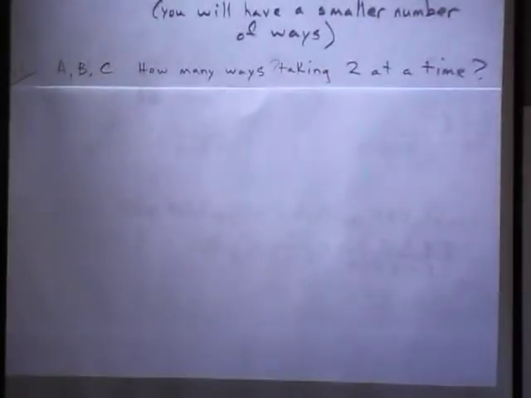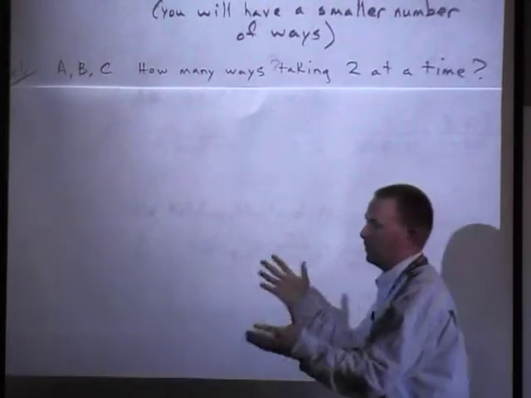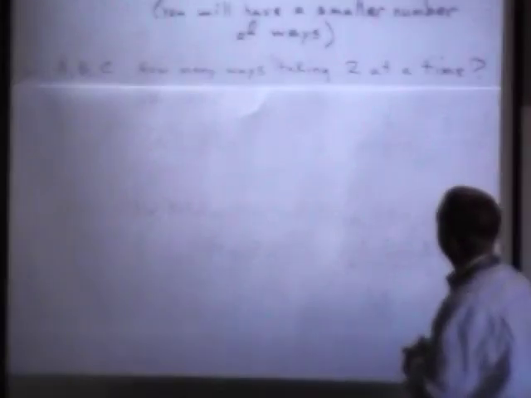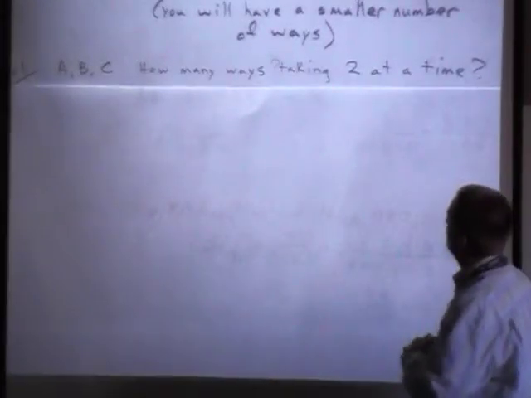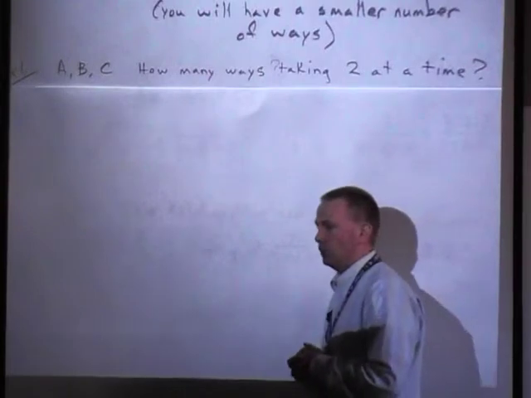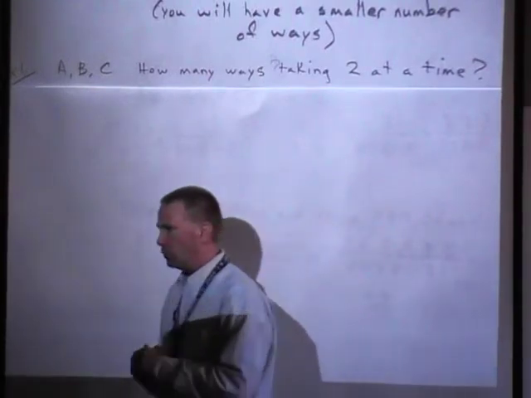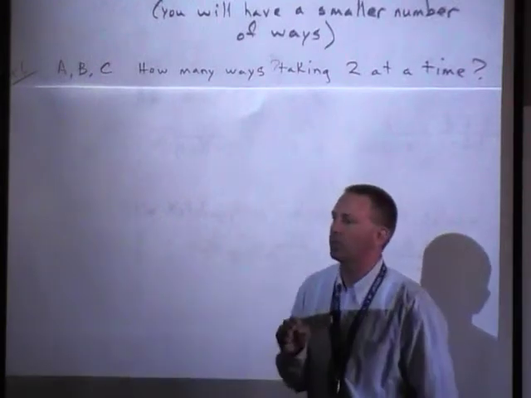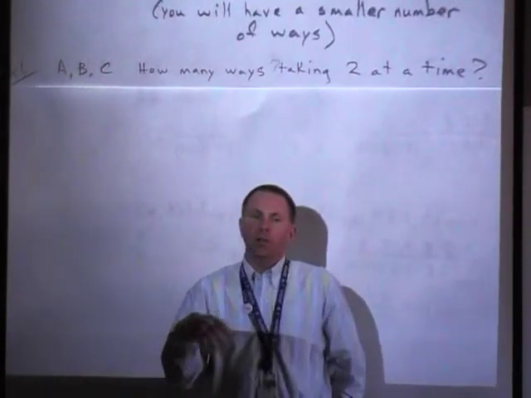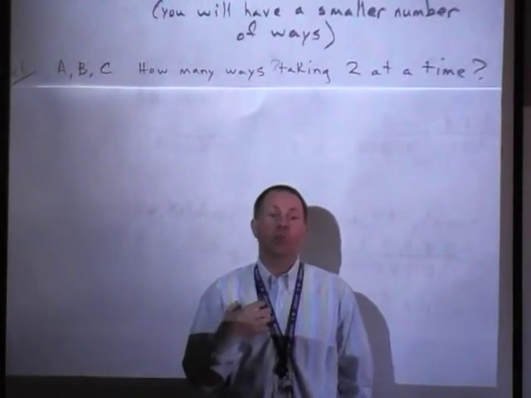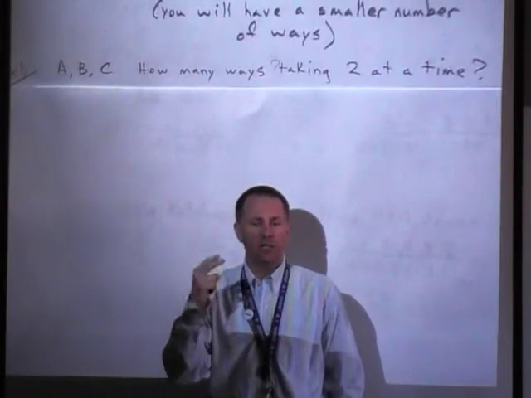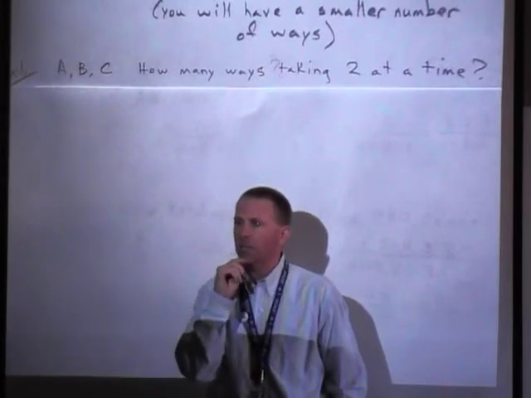Example one: you have 3 letters, and how many different ways can you take them 2 at a time? Two at a time means AB and BA are the same thing. Let's go back to yesterday on a permutation, where order is important. You have 3 letters, A, B, and C, and you're taking 2 at a time. What is the permutation of that?